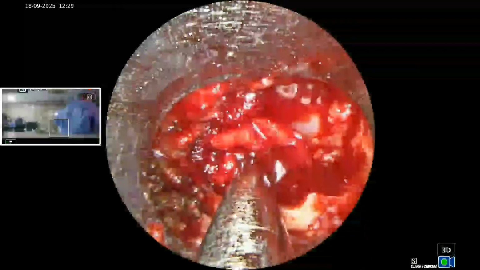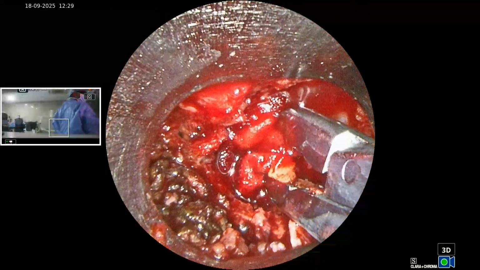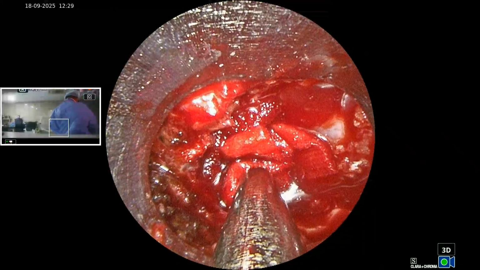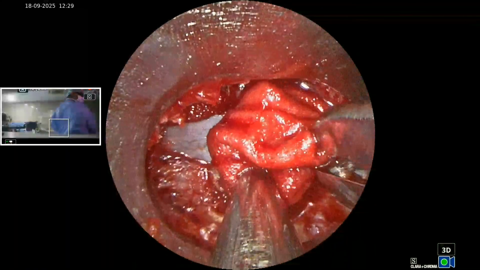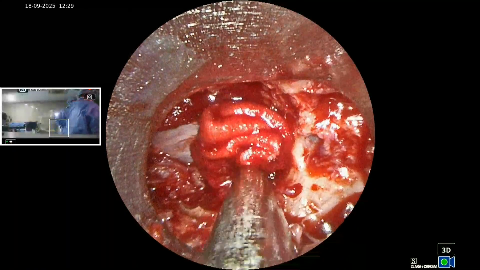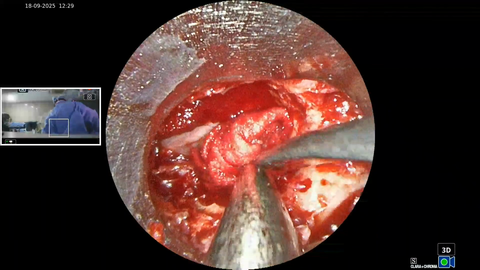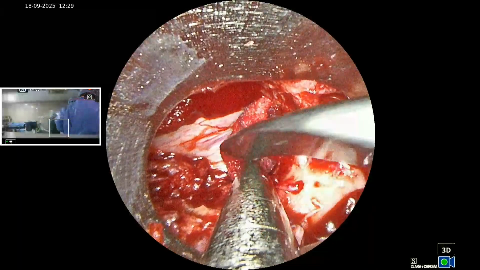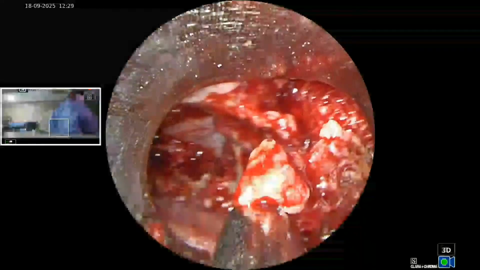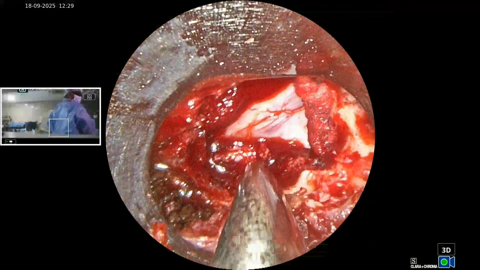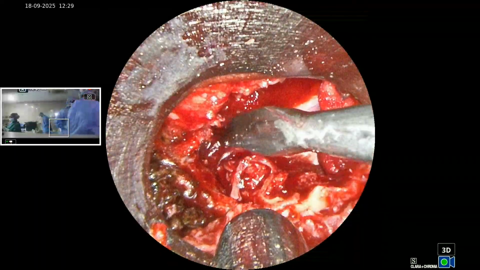The disc. Disc. Spatula. So this is my caudal end of 3-4. This is the 4-5 here.